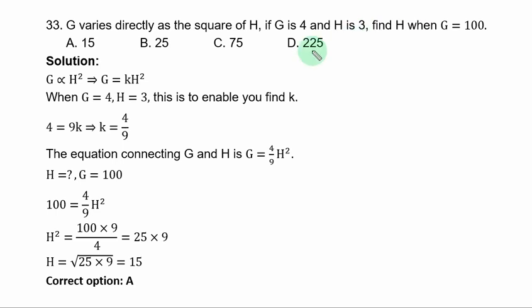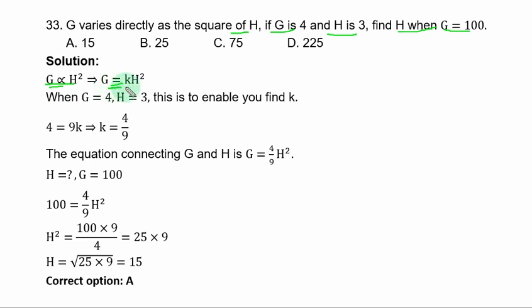Question 33. G varies directly as the square of h. This is the meaning of direct variation. If g is equal to 4 and h is 3, find h when g is equal to 100. From this expression, we always replace the symbol of variation with an equality sign, and at the same time introduce the constant of variation, which always multiplies the right hand side.